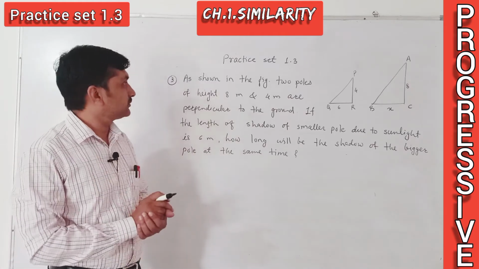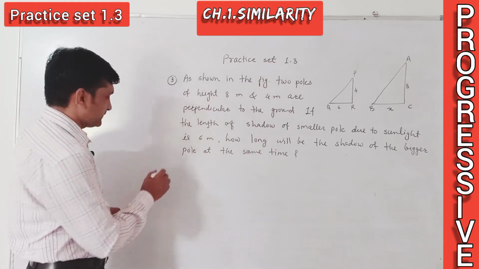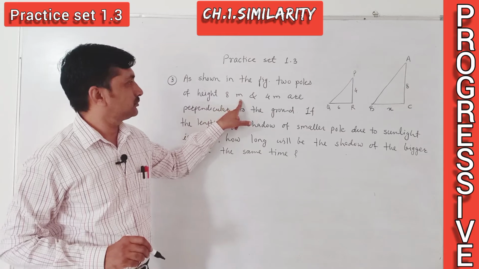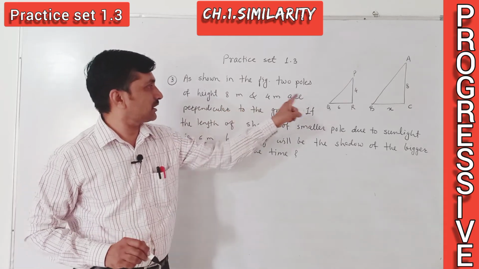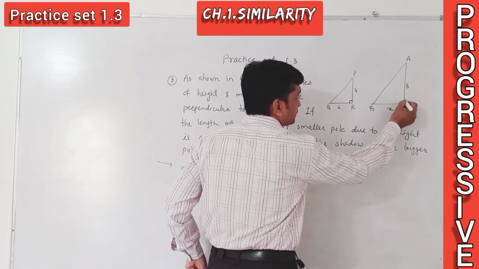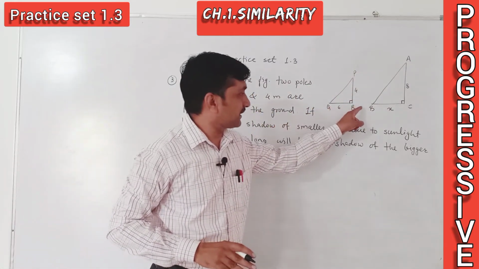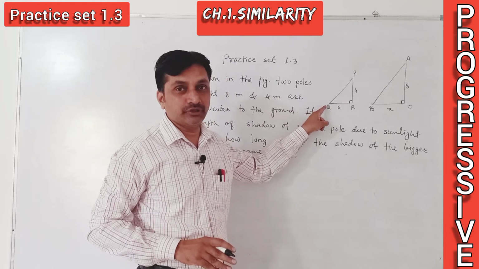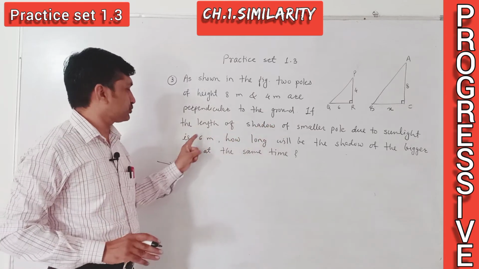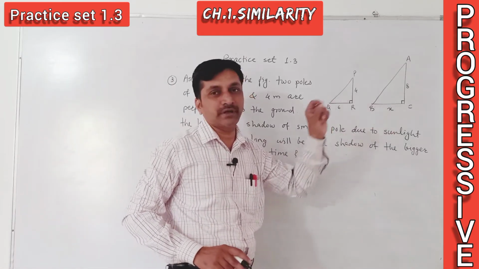Dear friends, let's continue with example number 3 of practice set 1.3. In this example, it is said that, as shown in the figure, there are two poles of height 8 meters and 4 meters, perpendicular to the ground. They are perpendicular, meaning 90 degrees. Both these poles make a right angle with the shadow, with the ground. Both are right angle triangles. The length of the shadow of the smaller pole due to sunlight is 6. How long will be the shadow of the bigger pole at the same time? We have to find the value of X here.